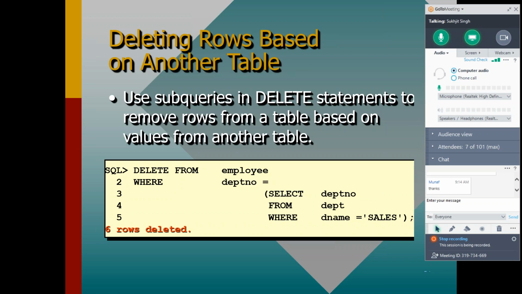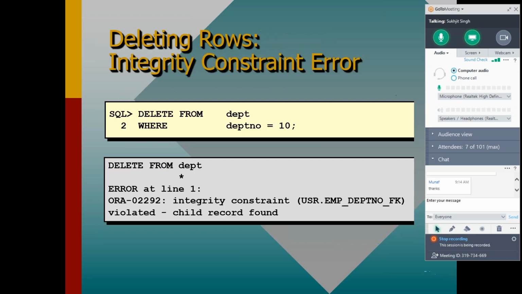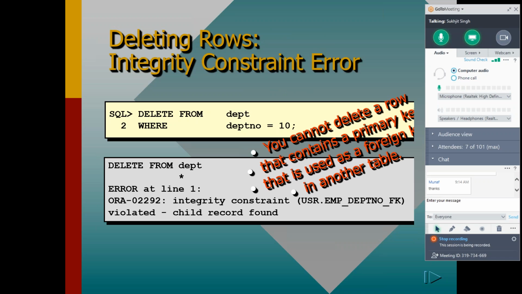We can use subqueries to use correlation. Like in this case, we are saying let's delete all the employees in sales. So we select the department number based on the department name and then delete the employees in that department. Deleting a row that has a primary key referenced will cause a referential integrity violation, and it will show itself this way.